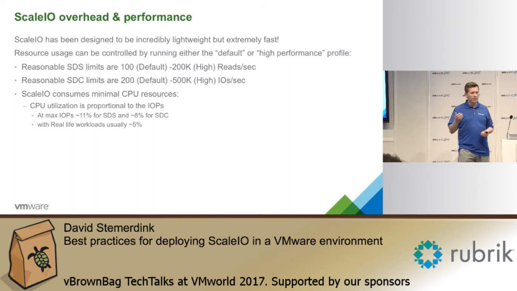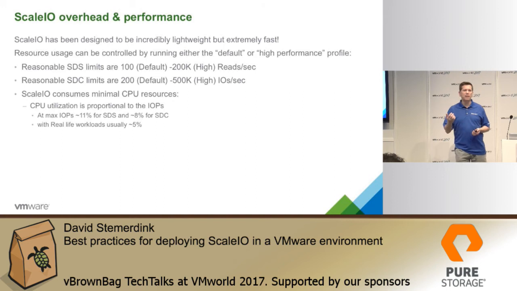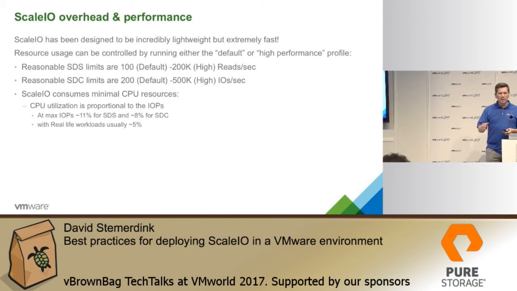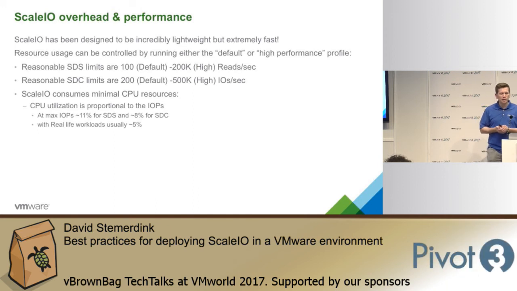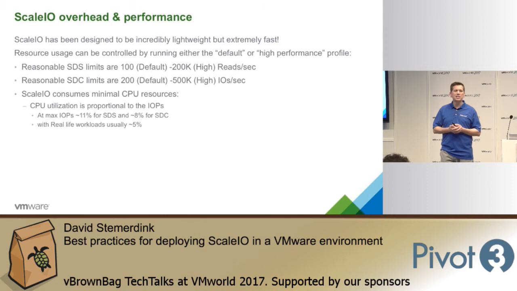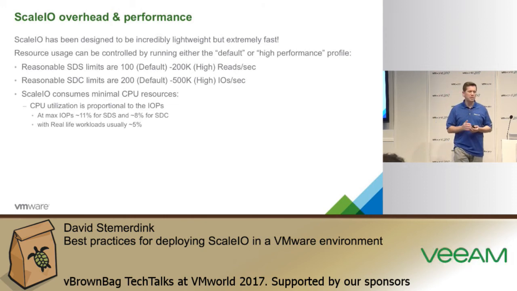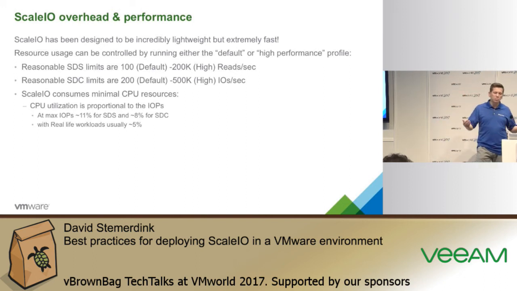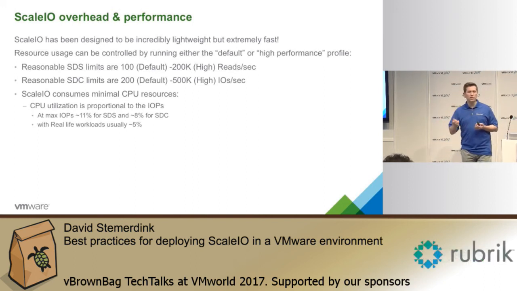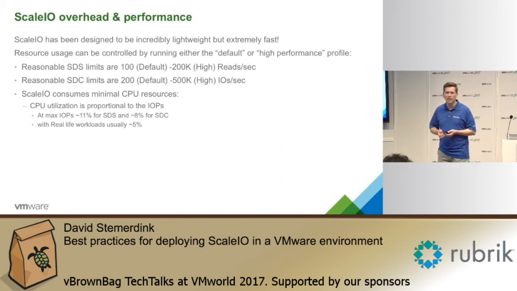Starting off with some numbers, right? When we consider ScaleIO and the impact that we have, again, we try to minimize it. And I think we've done a pretty good job. We will actually allow you to run the system in 2 different modes, right? A default mode that uses the bare minimum of resources, or if you're projected to need more performance, you can just simply flip a switch, so to say, and enable what we call a high performance profile.